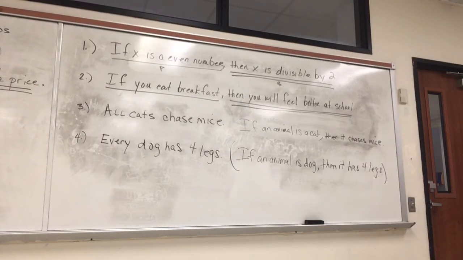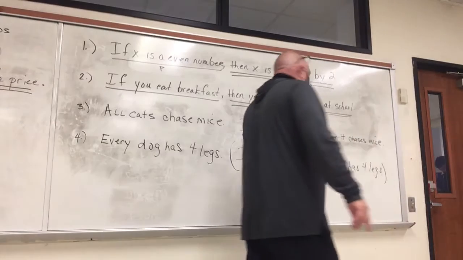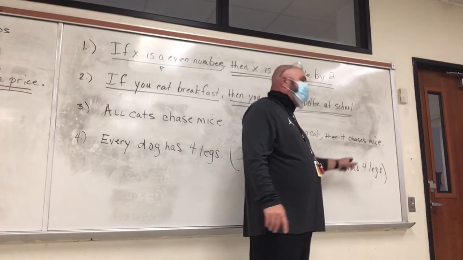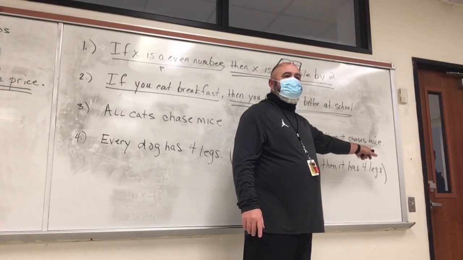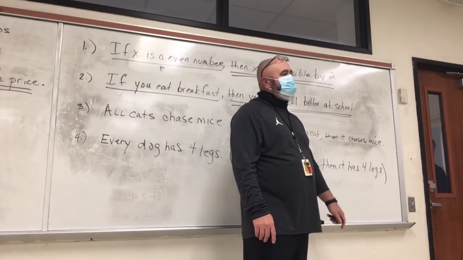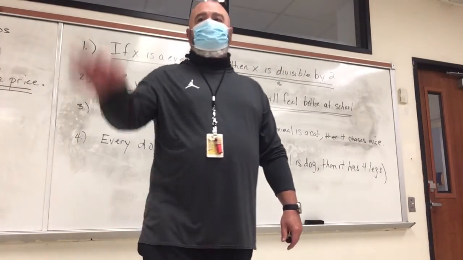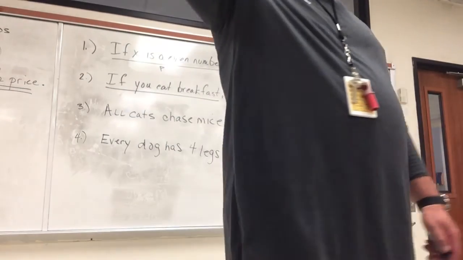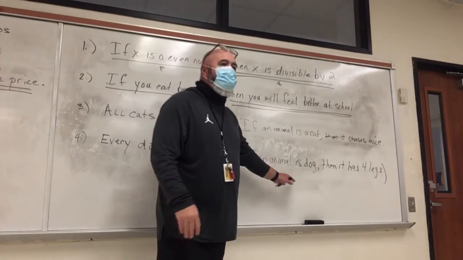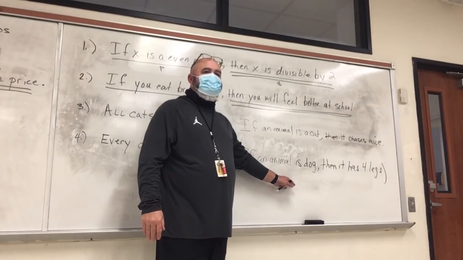If an animal is a dog, then it has 4 legs. Is that a true statement? No. Okay, why is it not true? My uncle's dog got 2 legs. I've seen a 3-legged dog before. Haven't we all? So this is not necessarily always a true statement, right?